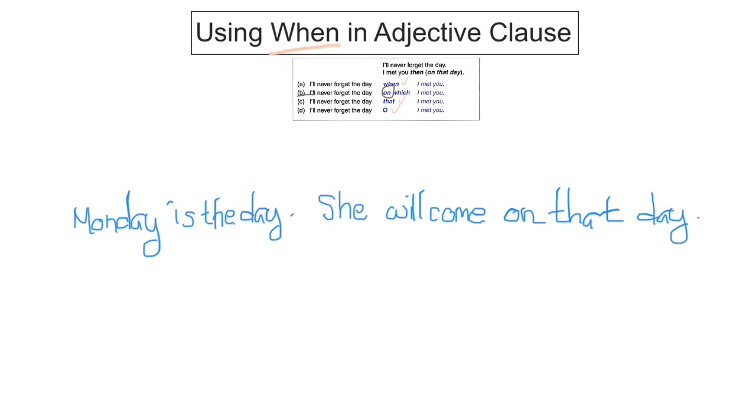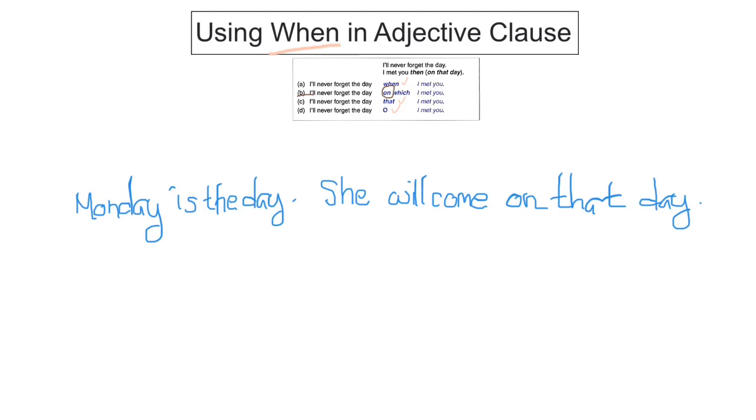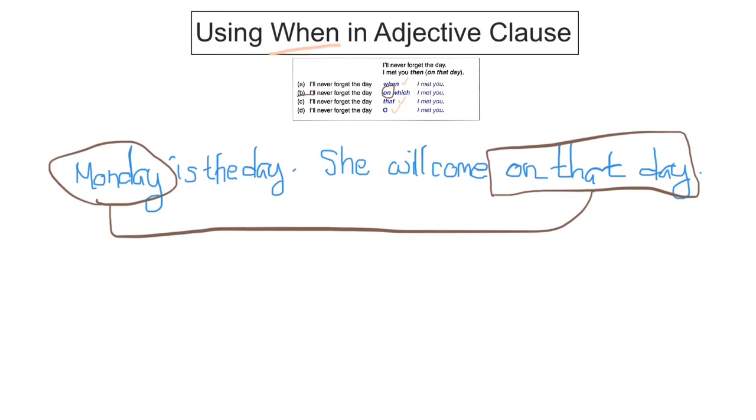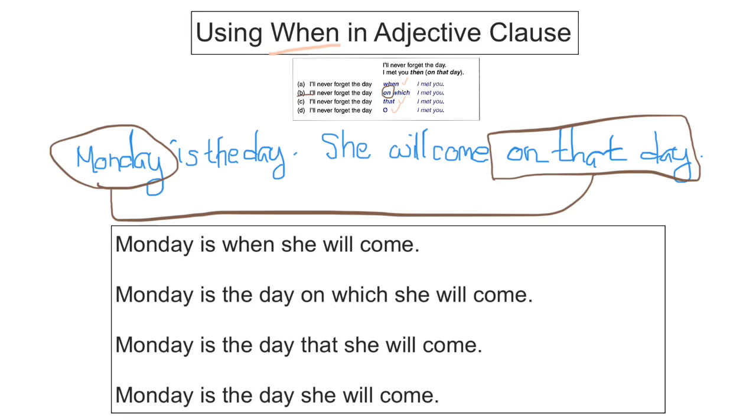Now let's see these two sentences. Monday is the day. She will come on that day. On that day has the same meaning as Monday. In example 1, we use when. So the sentence will be, Monday is when she will come. In the second one, we use on which. So the sentence will be, Monday is the day on which she will come.